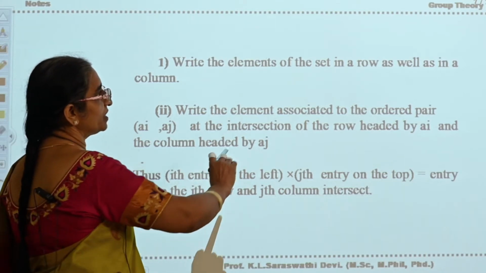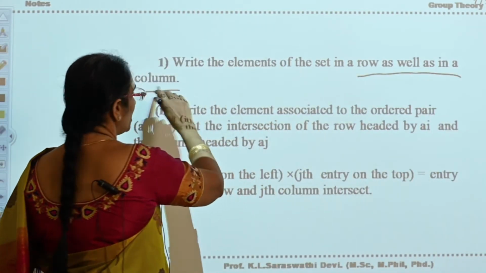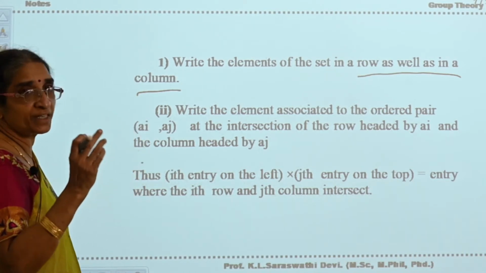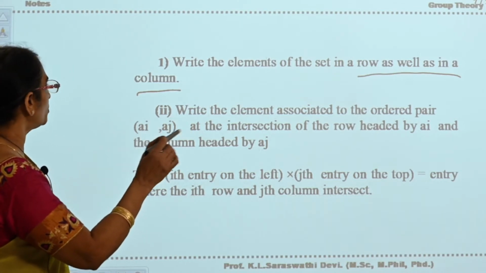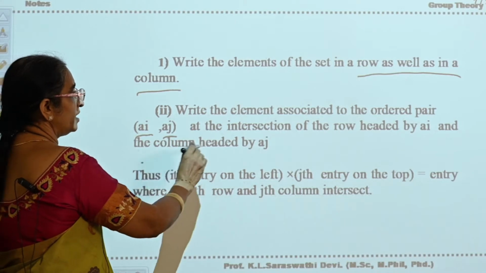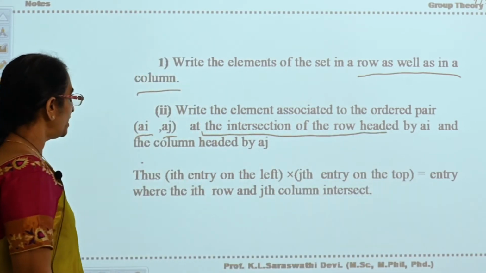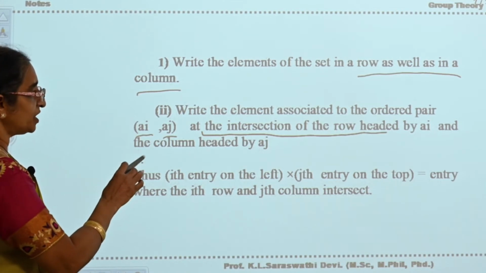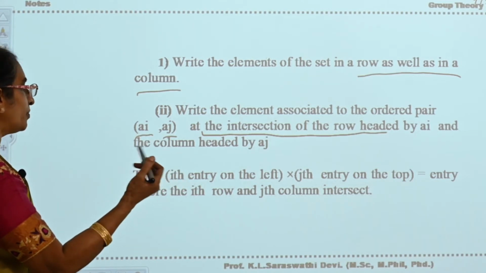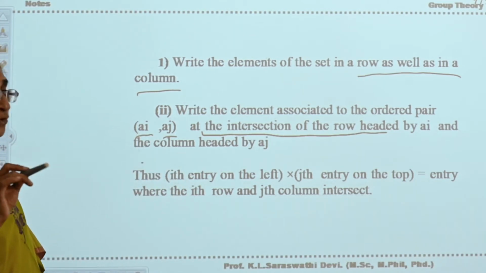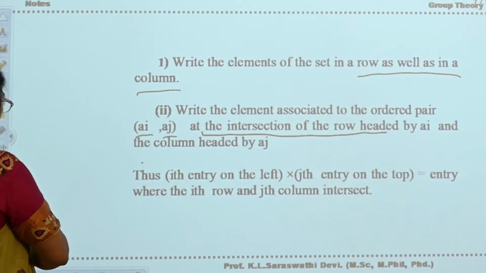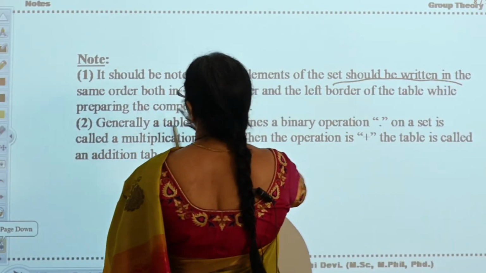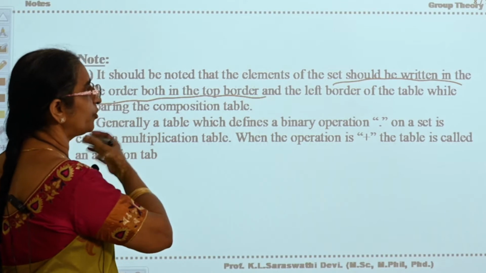Write the elements of the set in a row as well as in a column. We have written, no, like that. Now, it should be noted that the order should be maintained. Now, write the element associated to the ordered pair (ai, aj) at the intersection of the row headed by ai and the column headed by aj. Already I have showed you. Thus, the ith entry to the left and jth entry at the top will be the entry where the ith row and jth column intersect. Okay. Now, you should note that the elements of the set should be written in the same order both in the top border and the left border of the table.